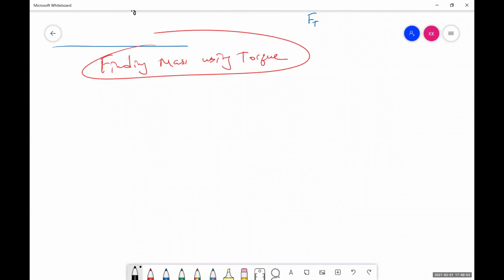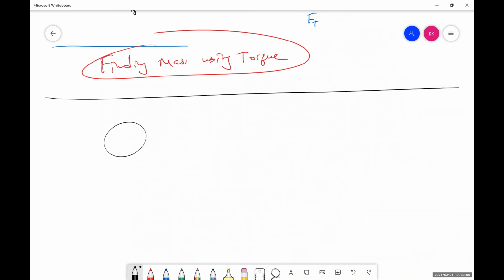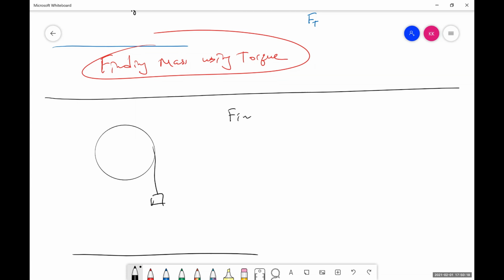All right. So next we have the same problem. That means we have a disk and an object, and starting from rest, the object falls down and the disk starts rotating. But this time we're going to use the energy approach. So we're going to find mass using energy.